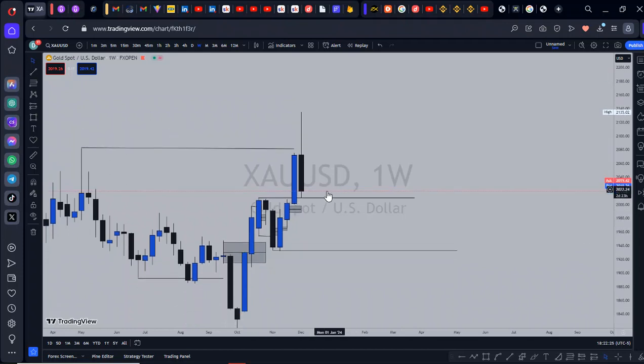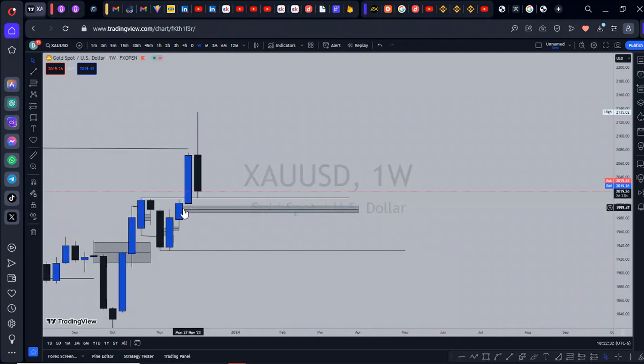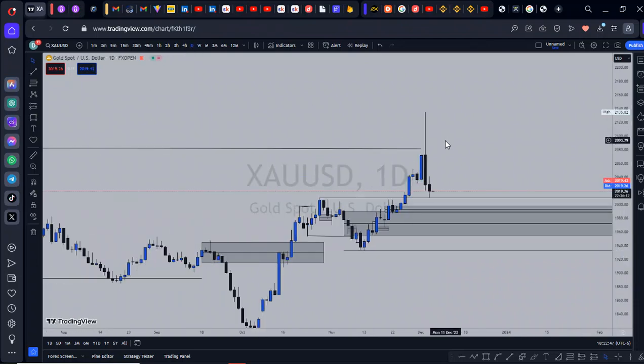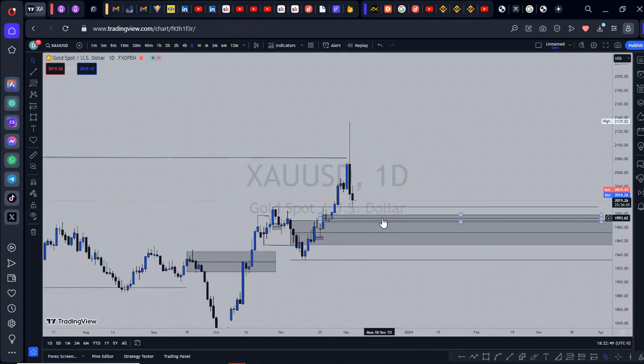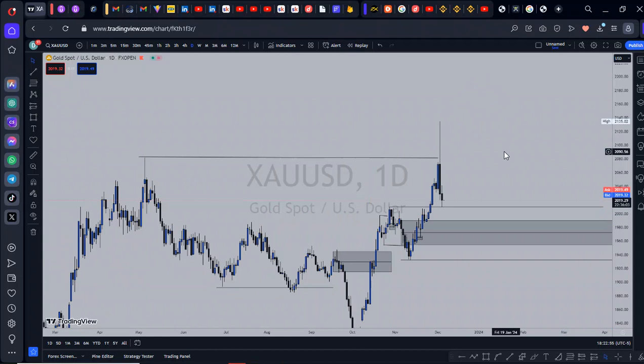Still seeing a bullish market, and that daily time frame is this right here, a tiny fair value gap. But on the weekly time frame we have this bigger area, this big order block right there. So guys, you can share your thoughts in the comments section. I am still seeing a bullish market.